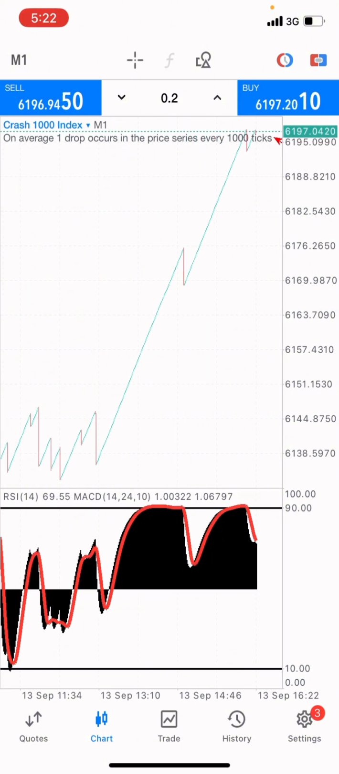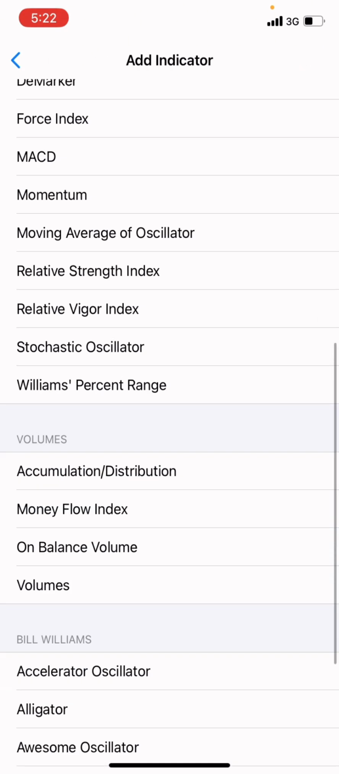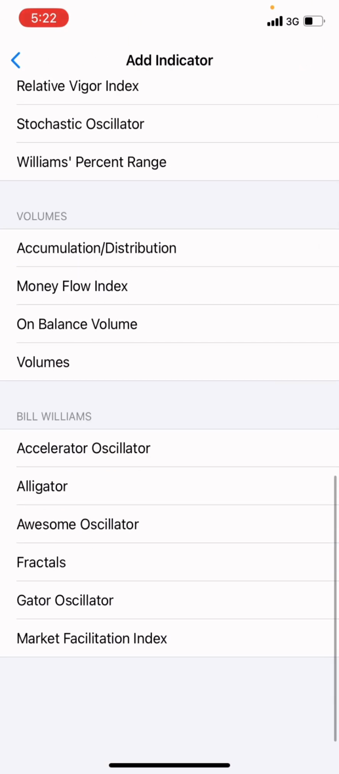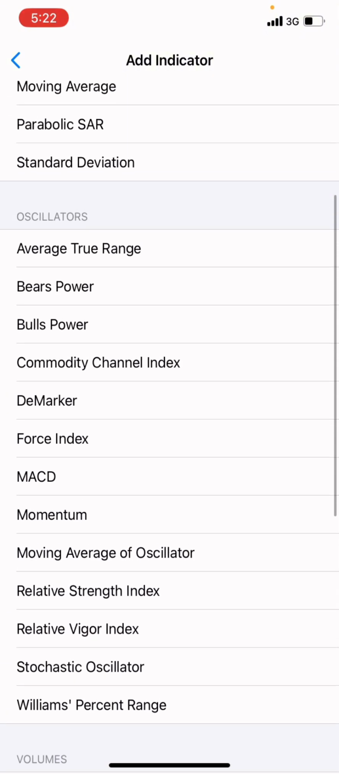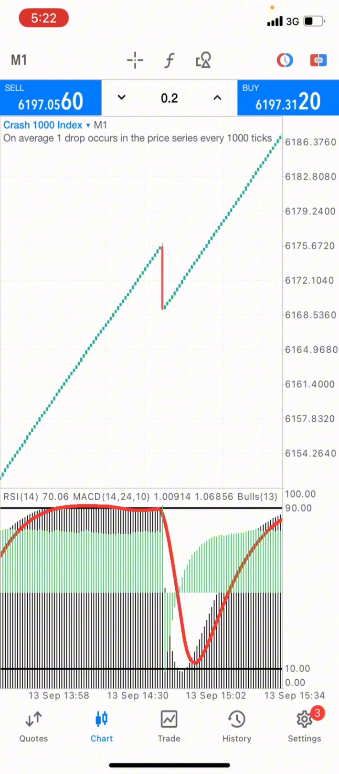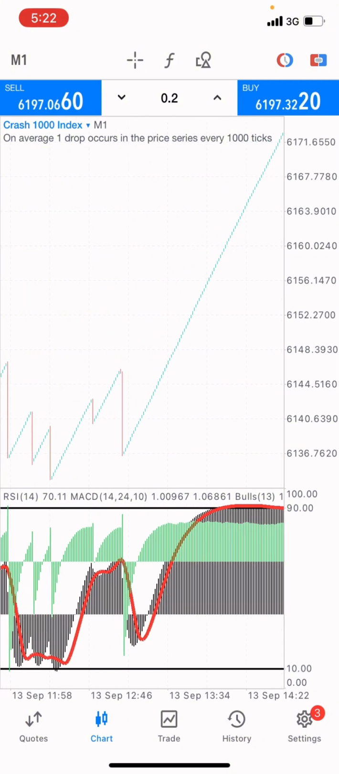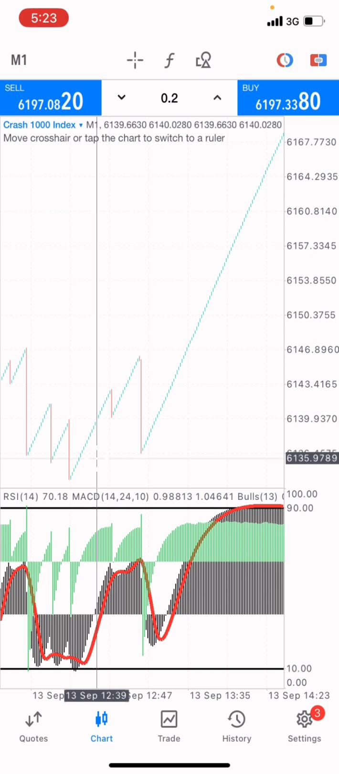All right, now what we're going to do is add the Bulls Power indicator. We're going to add the Bulls Power indicator into our chart, so that we can look for a possible buy and sell entry position. The Bulls Power on period 13, the style on 2 pixels with color green. All right, we have added the Bulls Power indicator to the trading analysis right now.